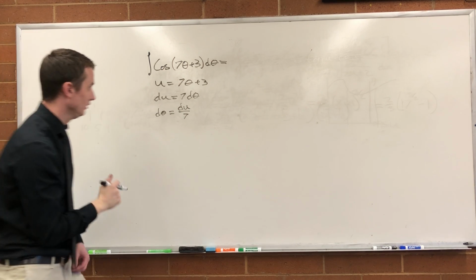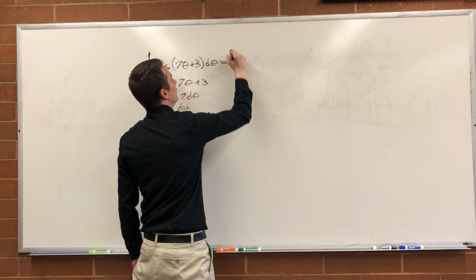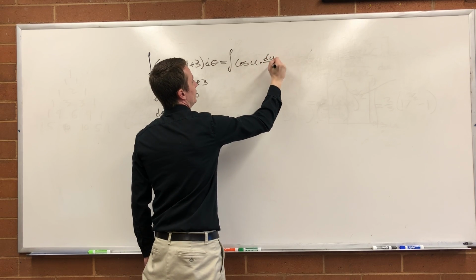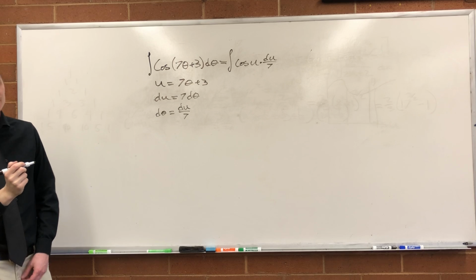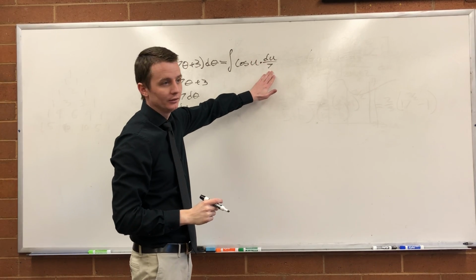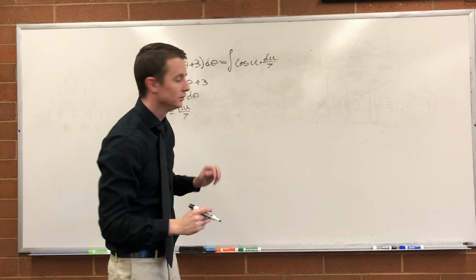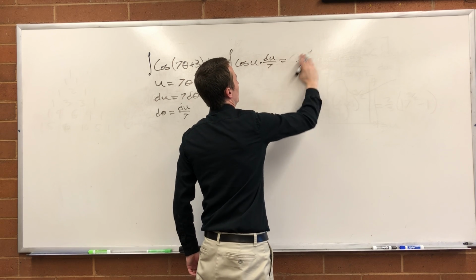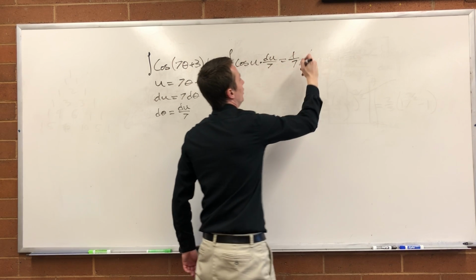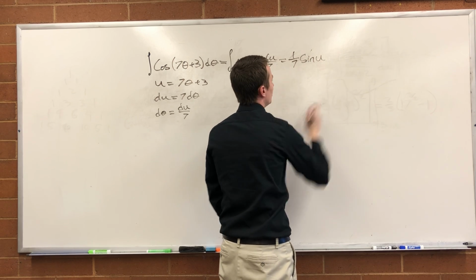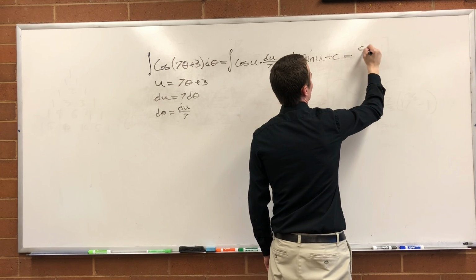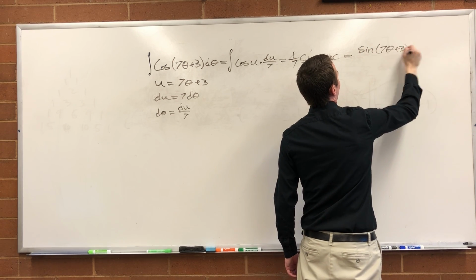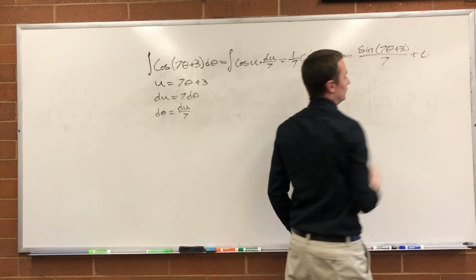So this is equal to the integral of cosine of u times du over 7. The 1/7 is a constant, we can pull that all the way out. So what's the integral of cosine of u? Sine of u. So this is 1/7 sine of u plus a constant, which is sine of 7 theta plus 3, all over 7, plus the constant.